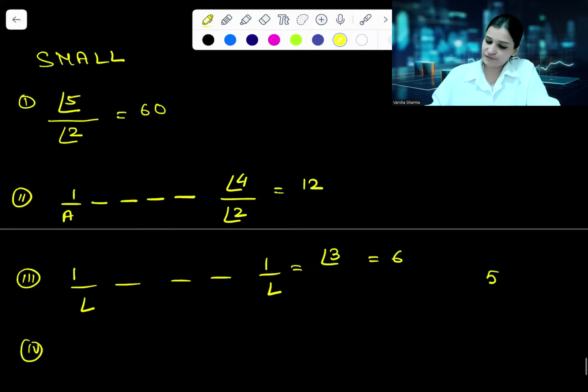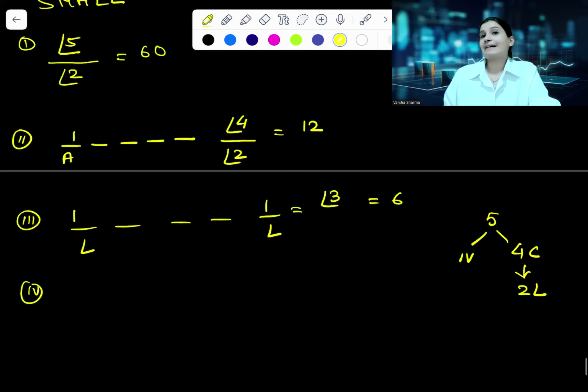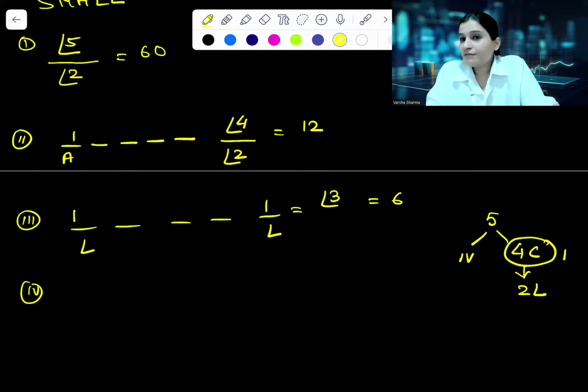Out of 5 letters, there is one vowel and four consonants. In those four consonants, there is a repetition of L. In how many ways can I have all the consonants together? So whoever we want together, what do we do? We form a bundle. So if those four consonants are together, I form a bundle. So one vowel and one bundle of consonants makes it two. Two letters can now be arranged in how many ways?